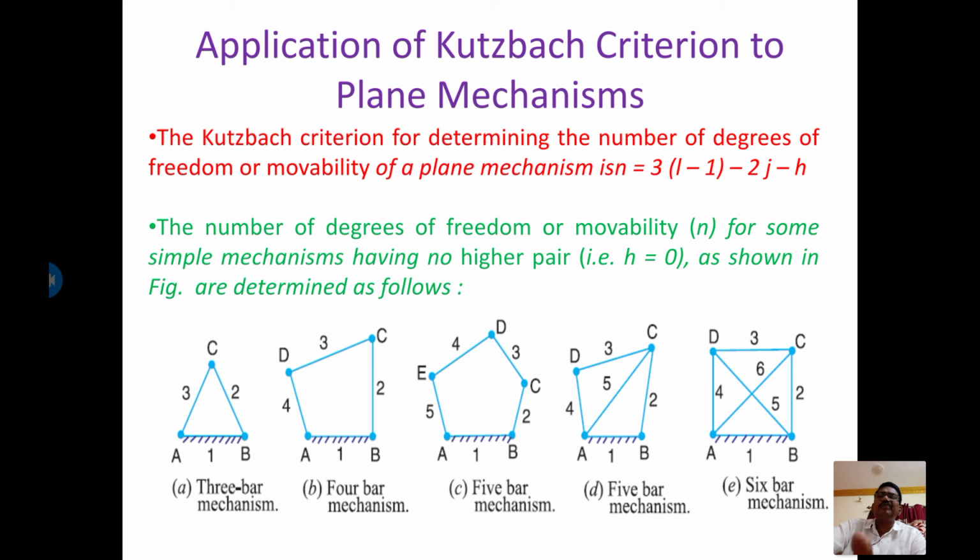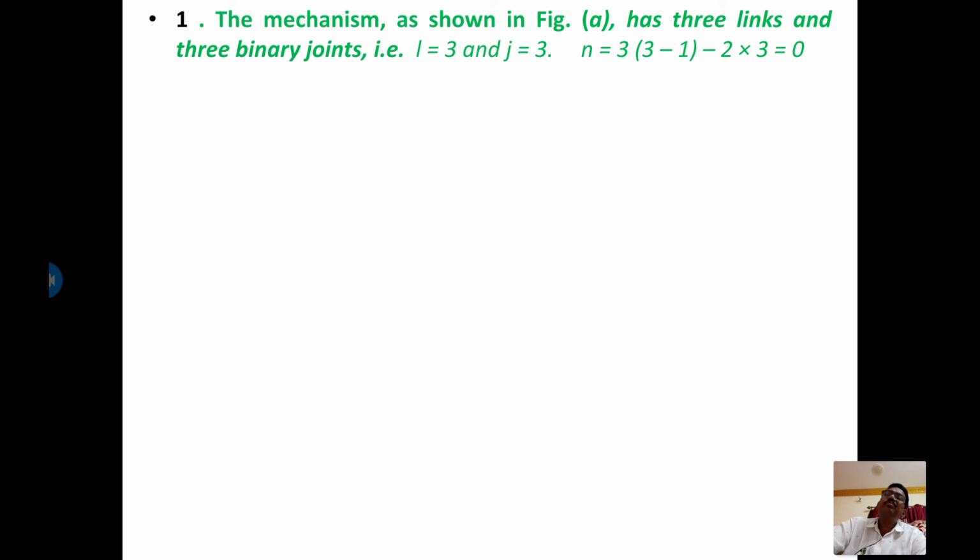Figure E is similar. There are 3 ternary links, and 4 joints are ternary joints, therefore 4 into 2, 8 binary joints, so 8 into 2, 16. Links are 6, so 15 minus 16 becomes negative, minus 1. The number of degrees of freedom will be minus 1, but this should be taken as a positive value. That will be seen later.